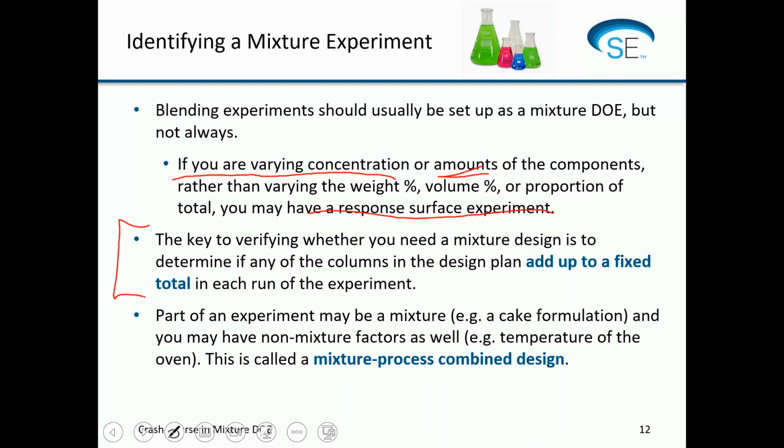So the key, if there's one thing you're going to take home, is that the key to verifying whether you need a mixture design is to determine if any of the columns in the design plan add up to a fixed total in each run.